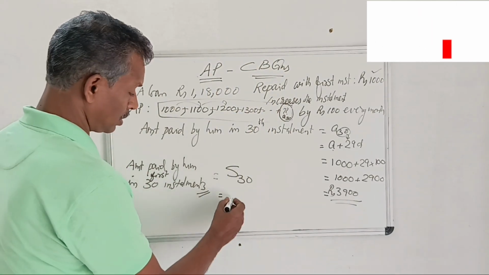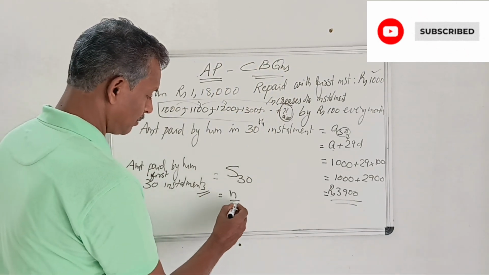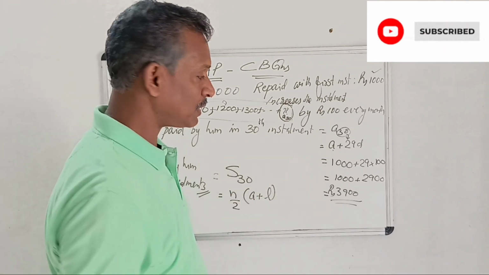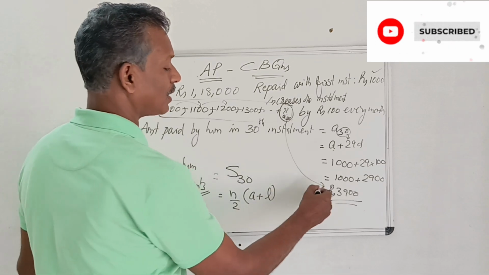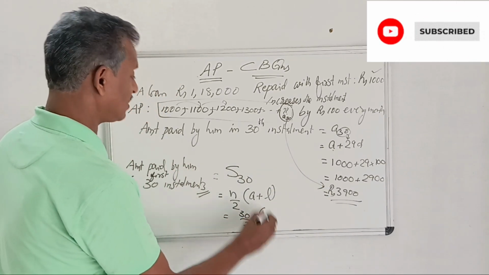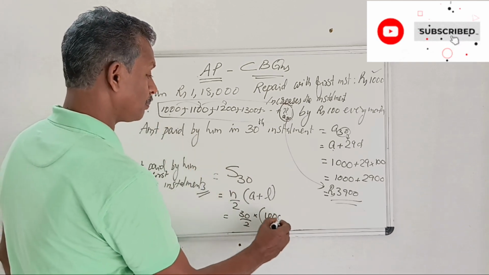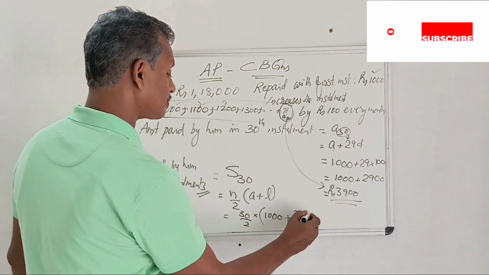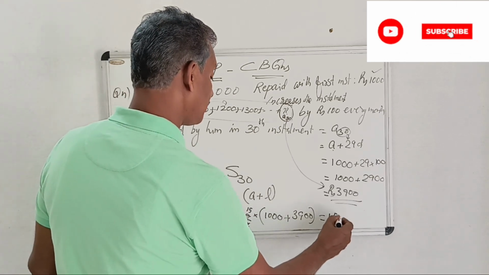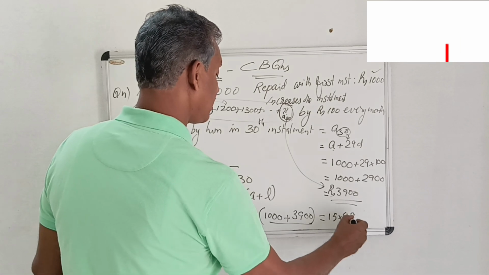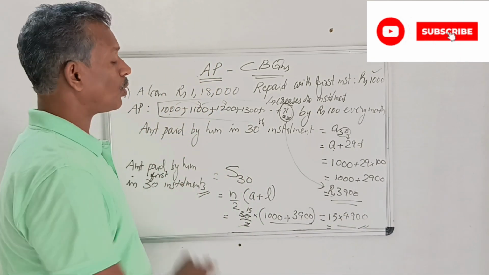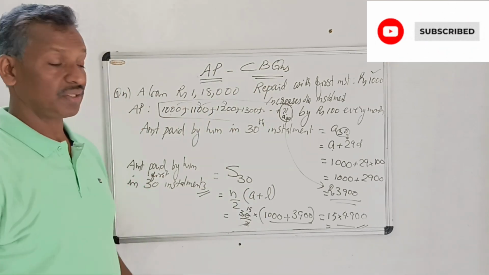You can use the Sn formula: n by 2 into first plus last. Why can we use first plus last? Because the last one we have calculated already. Here, 30 installments: 30 by 2 into first term, which is 1,000, plus 3900. You can cancel out 2 and 30 and you get 15 multiplied by, you add them, it is 4900, and multiply and write the answer. This is the amount he paid altogether in 30 installments.